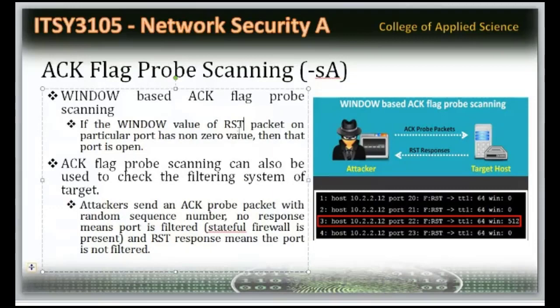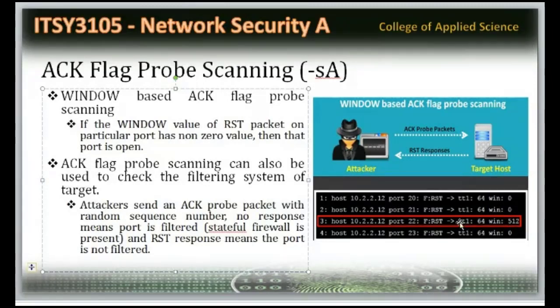This window size can be adjustable. You can adjust the window size of your machine. That is going to fix what size of packet you are going to accept. So I'm going to fix my window size at 512, which means the size of the packet should be 512 bytes. This is also an important piece of information for the attacker.